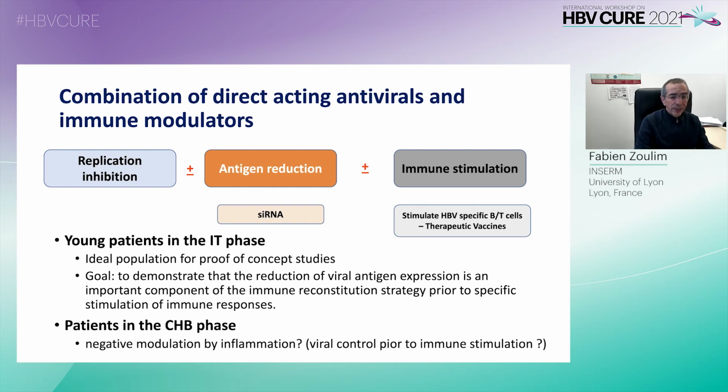Obviously, we could ask, what about patients in chronic hepatitis B phase? There are also studies that suggest that the chronic inflammation may be associated with negative signals in the liver immune microenvironment that would make the specific stimulation of immune responses less efficient. So it might be important there to have viral control prior to immune stimulation.